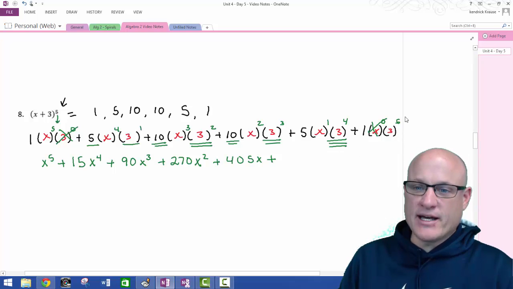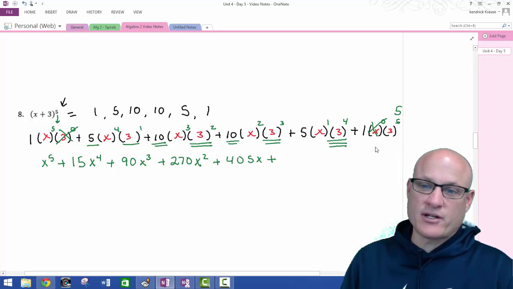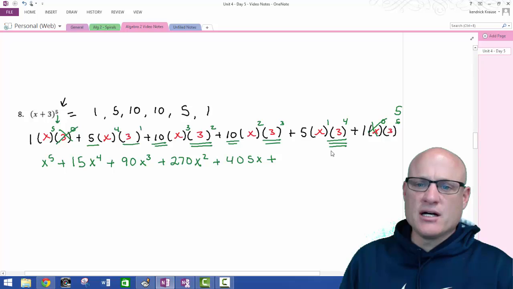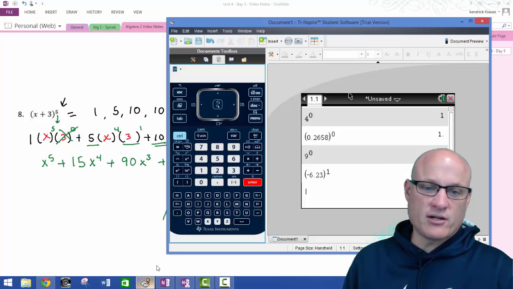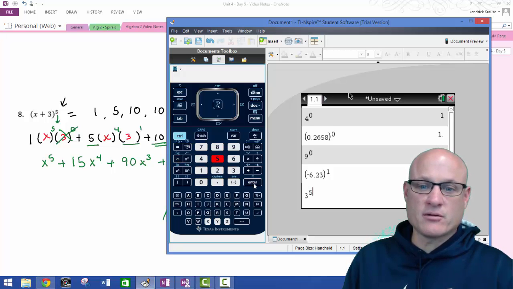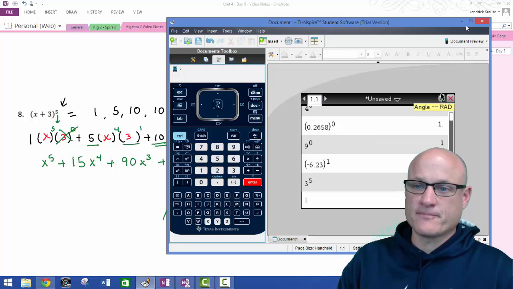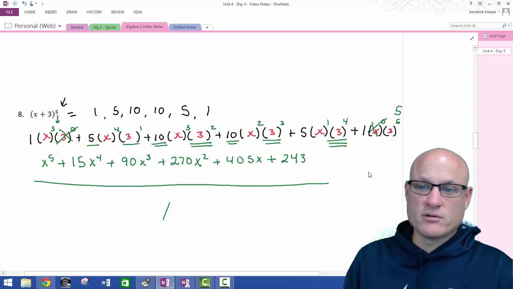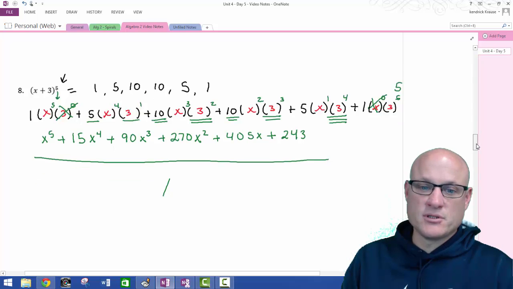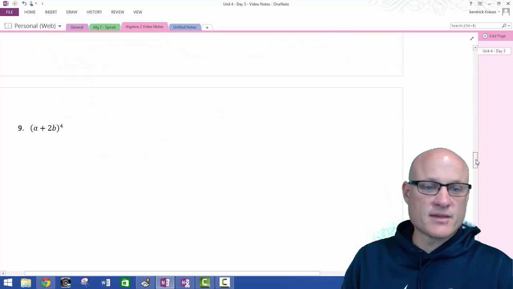Okay. And this, by the way, is a 5, even though it looks nothing like a 5. Let's just resort to the calculator. We're going to do 3 raised to the 5th power equals 243. And it's really just 81 times 3. So 243. And there it is, in all of its glory. I'm finished. Move on to the next problem.